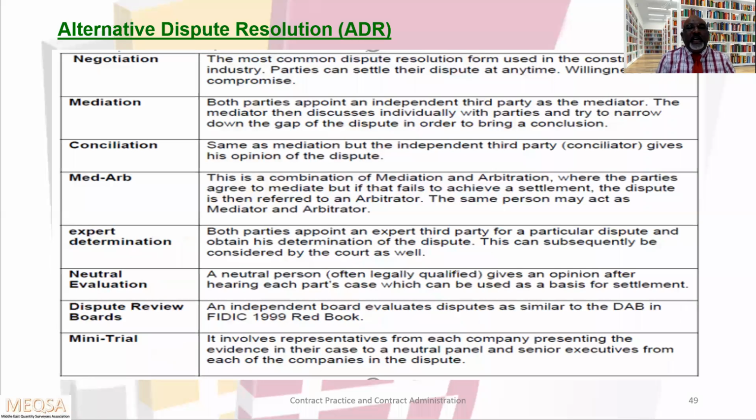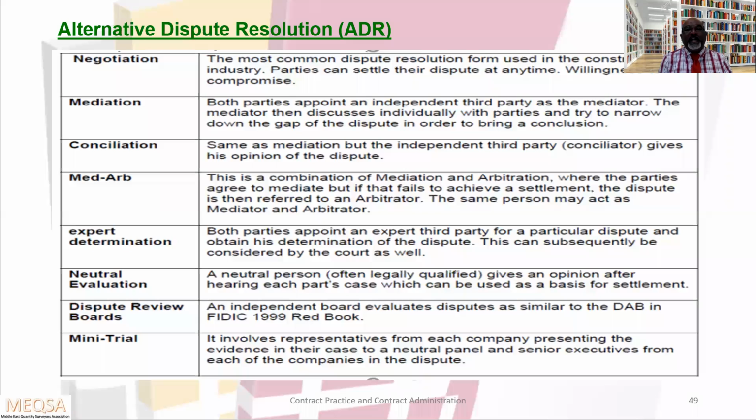You can see here alternative dispute resolution, ADR. Negotiation is the most common dispute resolution form used in the construction industry. Parties can settle their dispute at any time, given willingness to compromise. The next one is mediation. They used to ask this question as well, so you have to be familiar with this one. You should read and understand, and you have to explain.